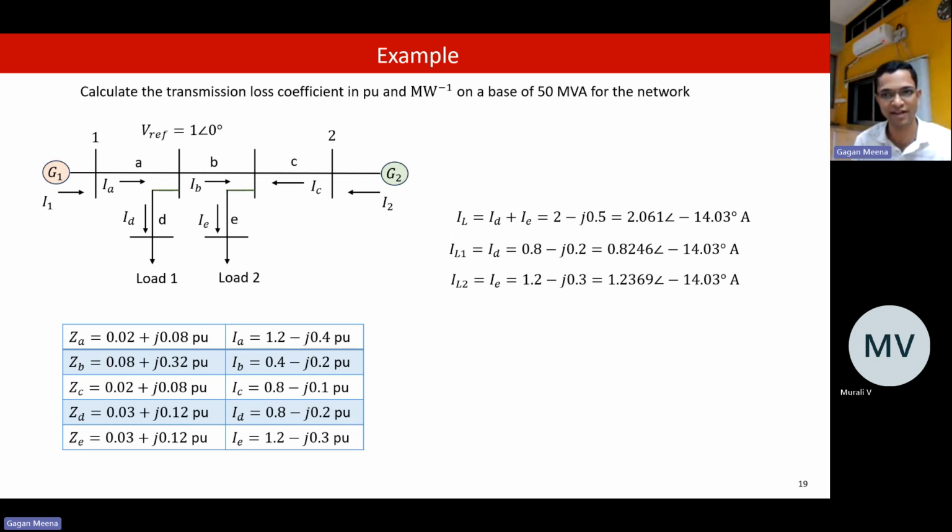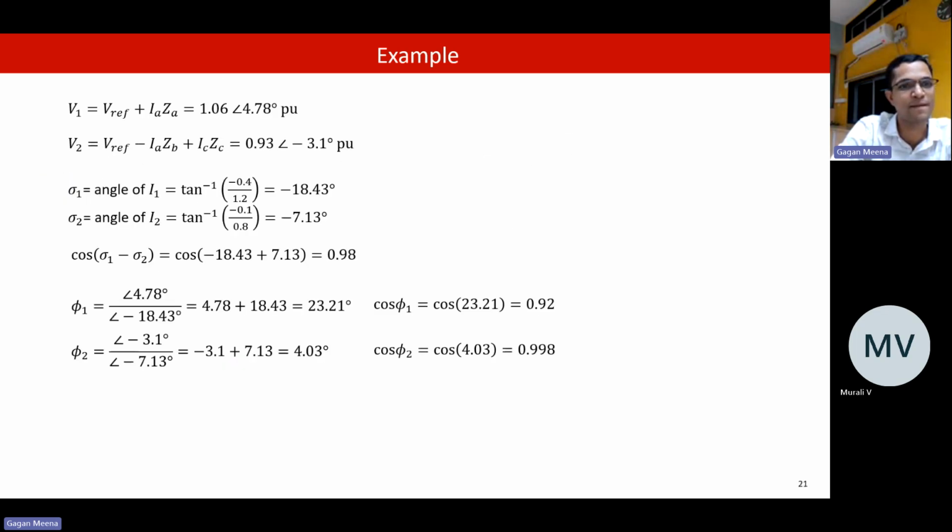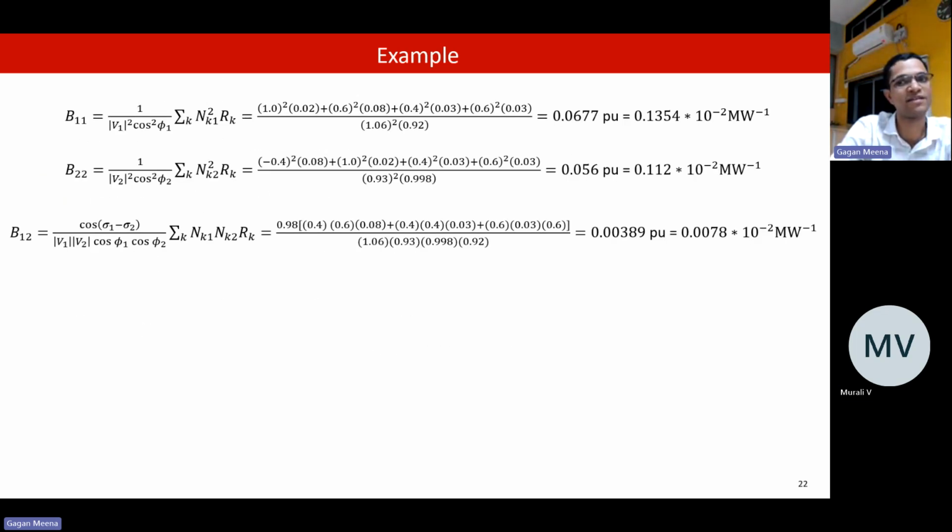Were you able to understand that example? Yes, sir. Okay, it is simple. The only thing is that it uses the superposition principle. We can calculate those current distribution factors by using superposition. In one case we consider only one generator at a time, first only G1, then only G2, and calculate these current factors, and B1, B2, B11, B12, B22 we can calculate.